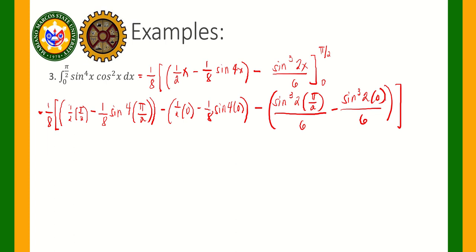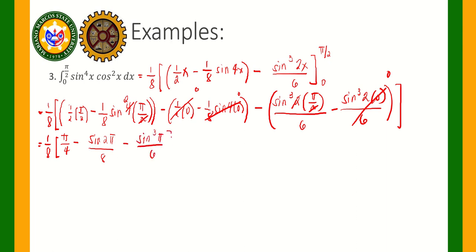Okay, so of course, sine 0 is equal to 0, so this will cancel as well as with this one, and a number multiplied by 0 is equal to 0. So we will be left with 1 over 8 times, okay, so this is equal to pi over 4. Pi over 4 minus, okay, so this will cancel, reduce to 2, that is sine 2 pi over 8. And for this one, this will cancel. So, matitira na lang will be negative sine cube pi over 6.